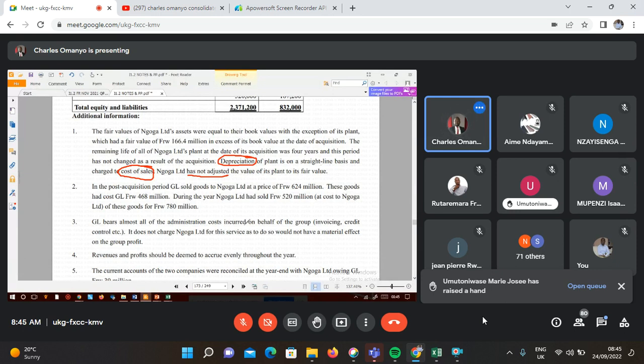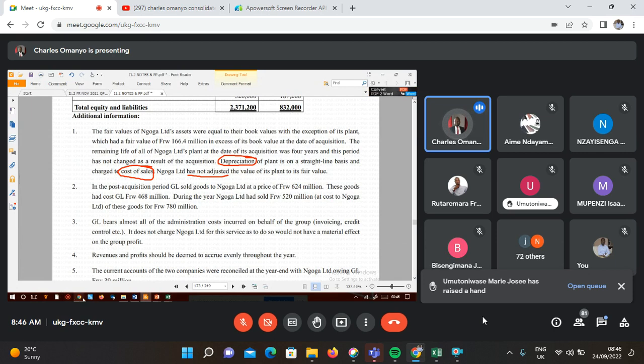Let me explain now. When the parent was acquiring the subsidiary, remember in class we said, whenever you are acquiring a subsidiary, you must value it and ensure that the value shown in the balance sheet is the actual value of the company. Whenever you are acquiring a company, don't rely on what you have been given. Bring in your independent valuers to determine the value of the company.